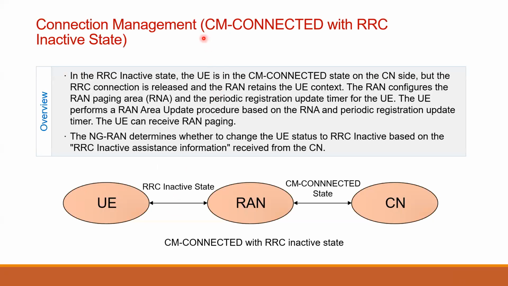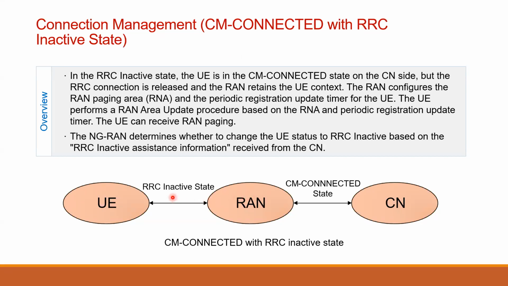The third state, as we discussed, which is introduced, is CM connected with RRC inactive state. The thing is that in RRC inactive state, the UE is in CM connected state on the core network side. So on the core network side it is CM connected, but the RRC connection is released between UE and RAN side. RAN configures the RAN paging area and the periodic registration update timer for the UE.